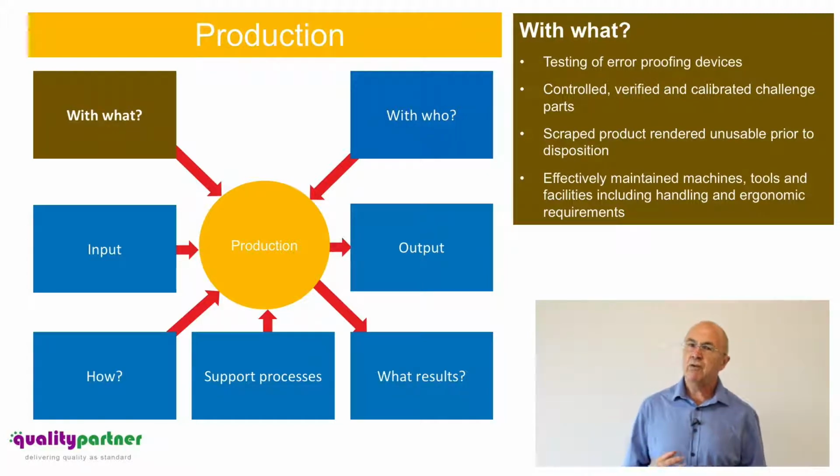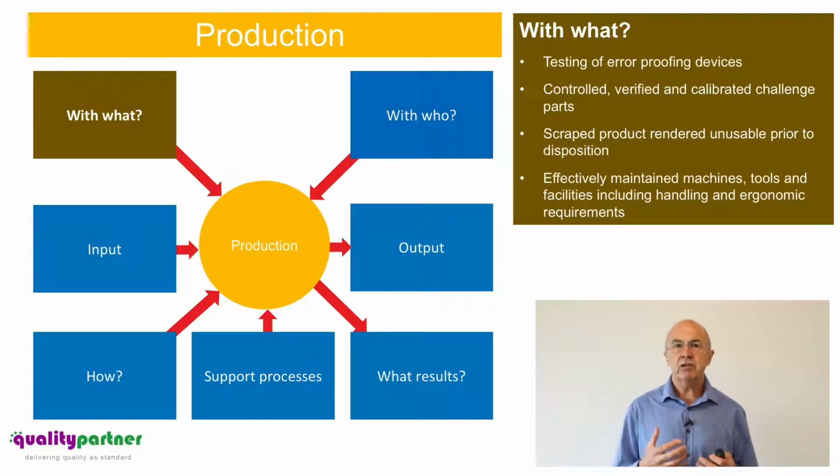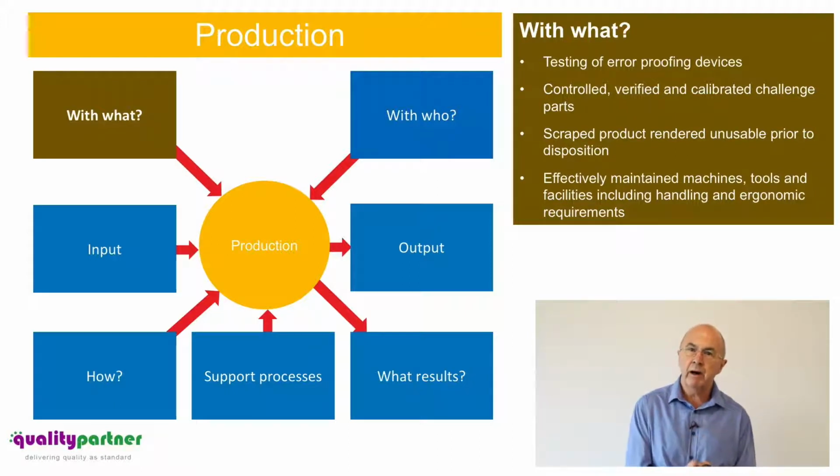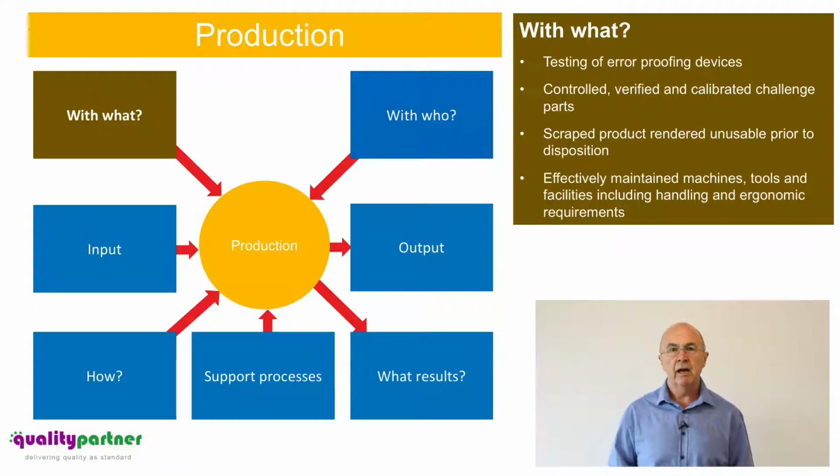We need to make sure physically that any scrap parts as part of the production process are rendered unusable prior to the disposition of those products, because we don't want any of those scrap parts finding their way into the automotive supply chain, either for original equipment or for any aftermarket application. So we need to make sure it's rendered as unusable.